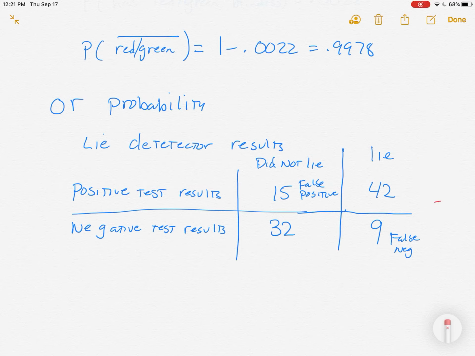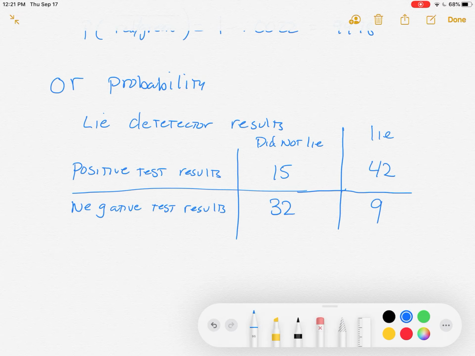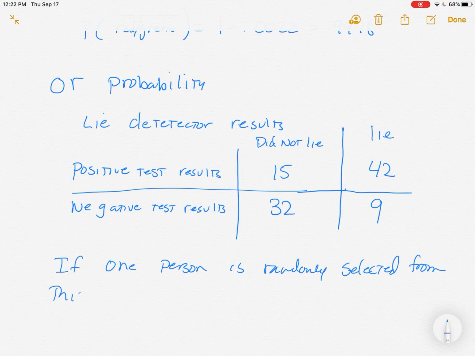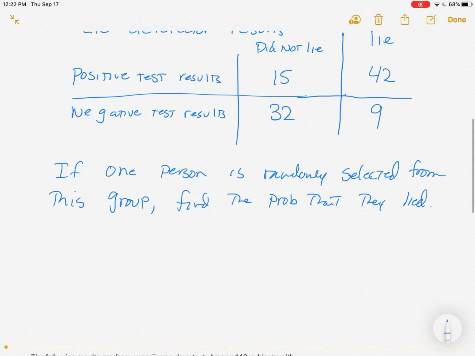And so let's go answer some questions. They're going to ask some questions from 4.1 and others. They're going to ask this: if one person is randomly selected from this group, find the probability that they lied. And that's a 4.1 question. There was no "or" in there or anything. And so we're going to take this 4.1 question and just answer it.